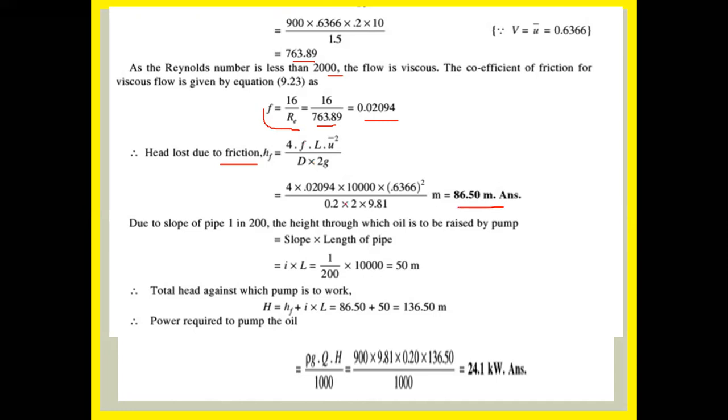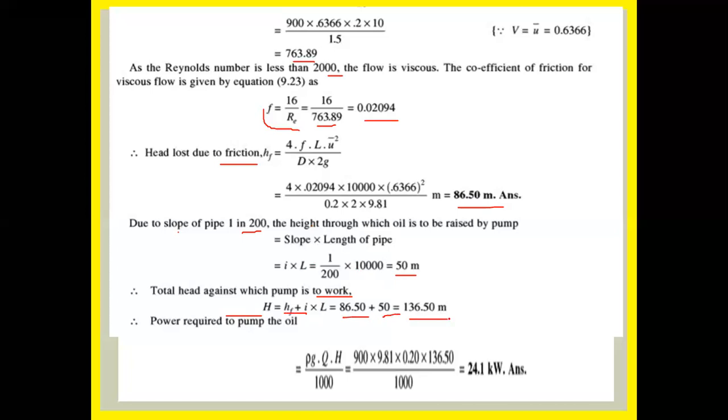Then what is the other condition? The slope of the pipe is 1 in 200. Therefore, the height through which the oil is to be raised by the pump is slope into the length of the pipe. That is 1 by 200 into the pipe length of 10,000, which is equal to 50 meters. Now the total head against which the pump has to work is H. Total head is equal to hf plus 50, therefore 136 meters.